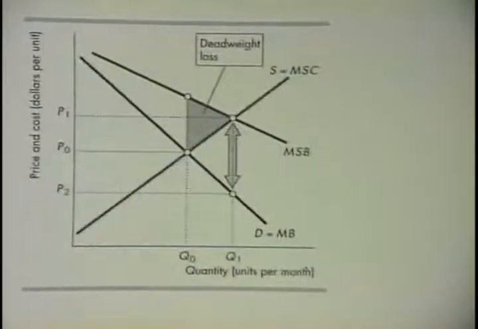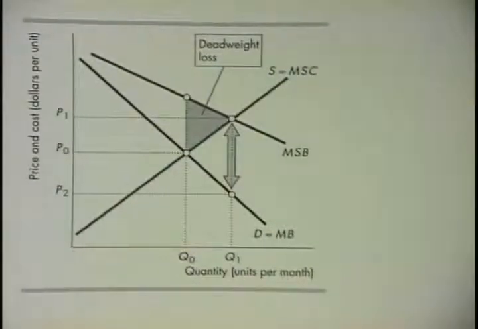With this graph, what we're going to try to figure out is the efficient amount of whatever it is we're talking about here. We're also going to try to figure out the marginal external benefit, and how much we will produce if there's no government involvement.